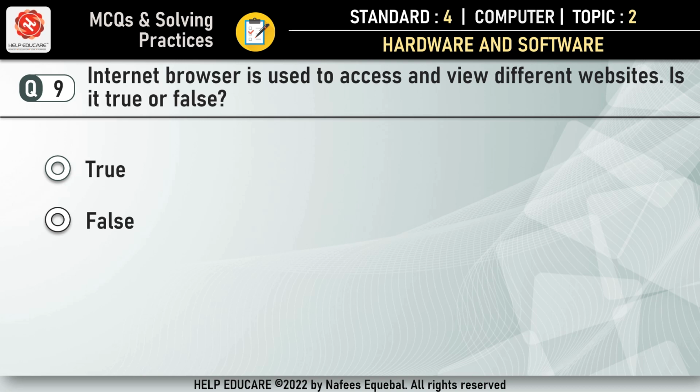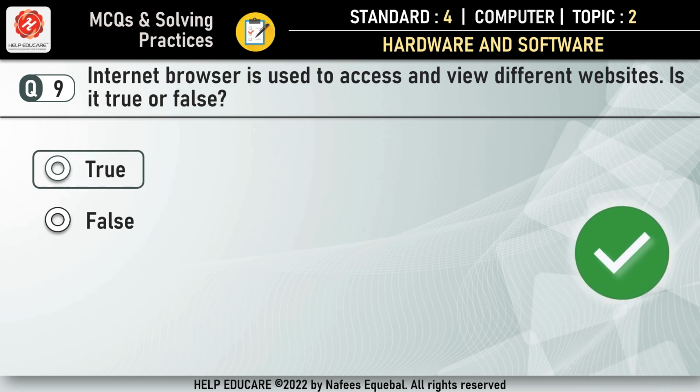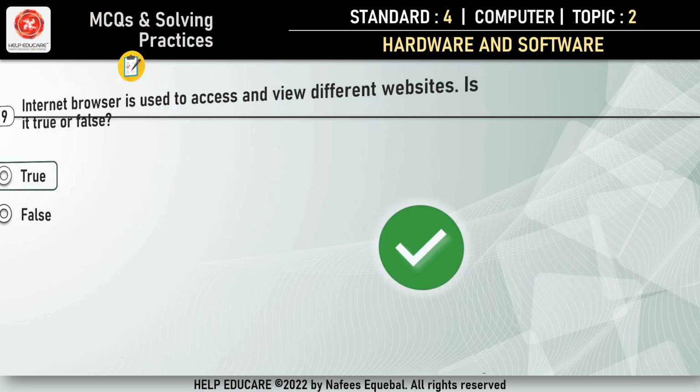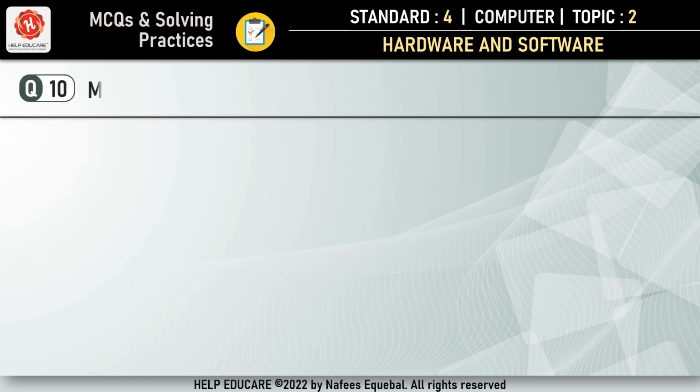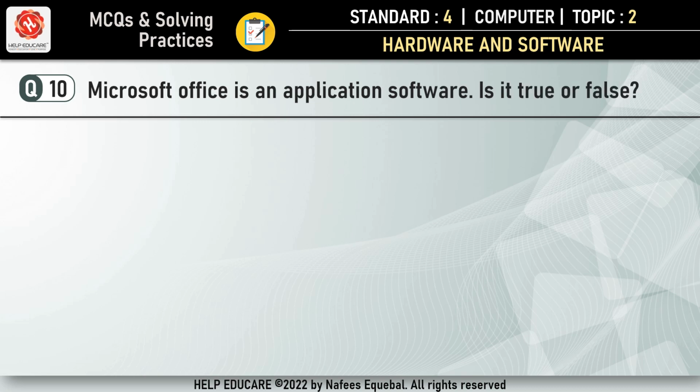Answer will be displayed in 10 seconds. Correct answer is, it is true. Question number 10. Microsoft Office is an application software. Is it true or false? First option, it is true. Second option, it is false.